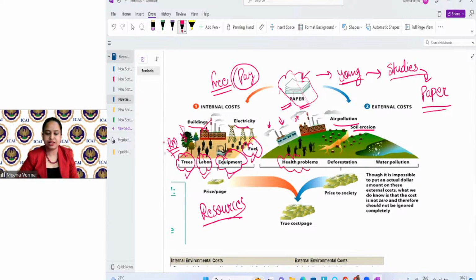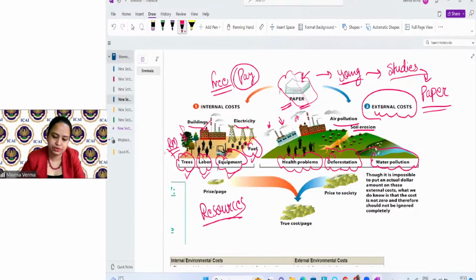And this will all result in what? Either it will result in health problems, human health problems, or it will result in deforestation. When you're cutting the trees, it will result in deforestation. And when you're releasing the waste in nature, it will result in air pollution, water pollution, right? So all these pollutions or environment damage which you are doing is all external cost. External environment cost.